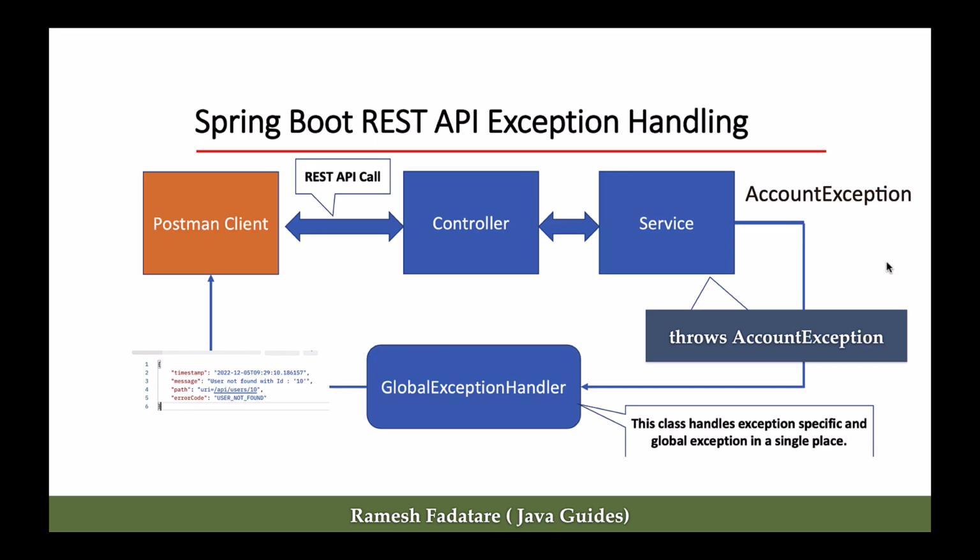Okay, so this is basically the flow. Whenever the client sends a request, the controller will process that request and it will forward that request to the service. The service will validate the request. If there are any issues, then it will throw the exception and then the global exception handler will catch that exception. It will prepare the error response and it will send that error response back to the client. So this is the simple flow.